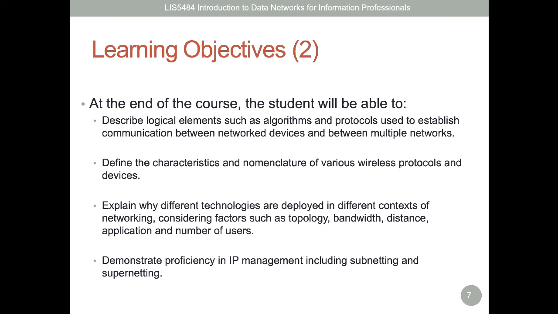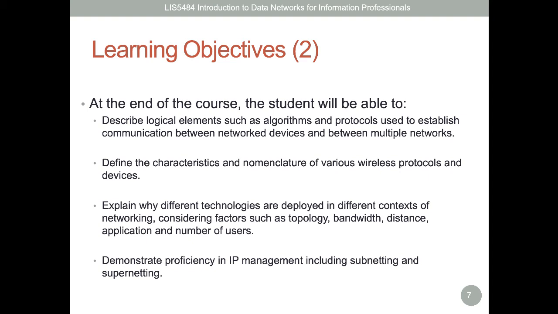Okay, we will also define the characteristics and nomenclature of various wireless protocols and devices, and explain why different technologies are deployed in different contexts of networking, considering factors such as topology, bandwidth, distance, application, and number of users. So we have to understand that depending on the scenario, depending on the situation, we may have different possibilities, and how to determine which of those possibilities is the best one, or at least the most proper one, will depend on that scenario. And that scenario can be defined by a number of factors, such as you can see here: topology, bandwidth, distance between the communicating nodes, and number of users.